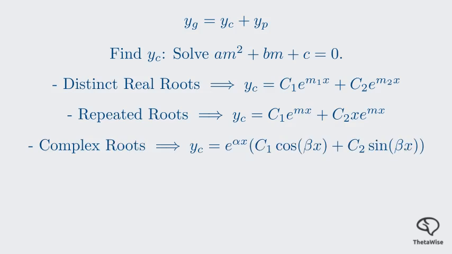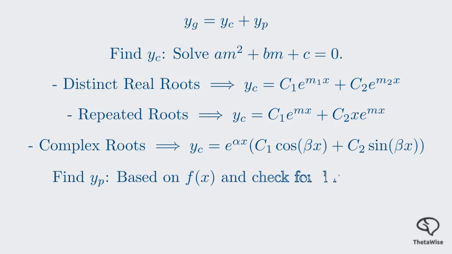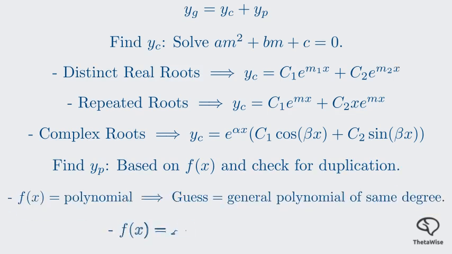This is the foundation. Third, move to the particular solution for non-homogeneous equations. Use the method of undetermined coefficients. Your guess for y sub p depends directly on the form of f of x. Crucially, always check for duplication with your y sub c before you start differentiating. If there's a duplication, multiply your guess by x. Here are some common guesses.